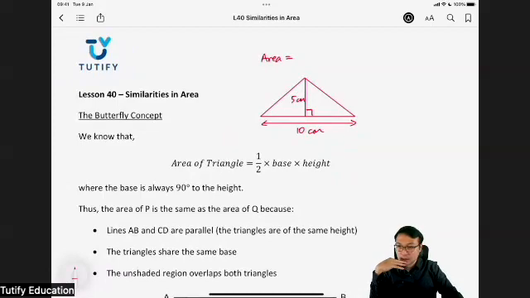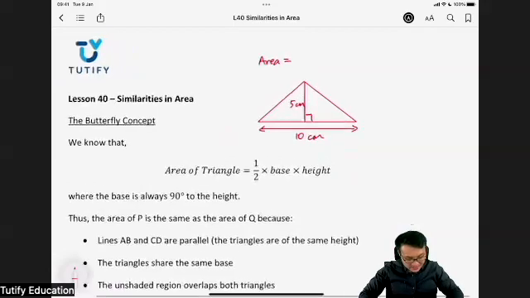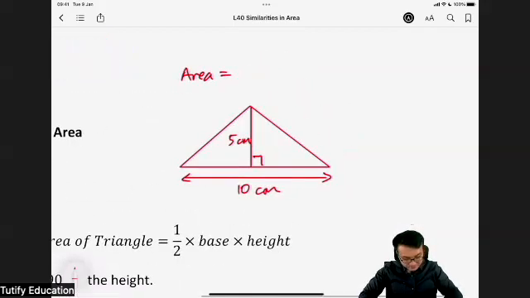Okay, hold on. Can't hear you, but let me just check my... I don't know why I cannot hear Abby. Hold on. Yes. Okay, Abby, how do I find the area of this triangle?